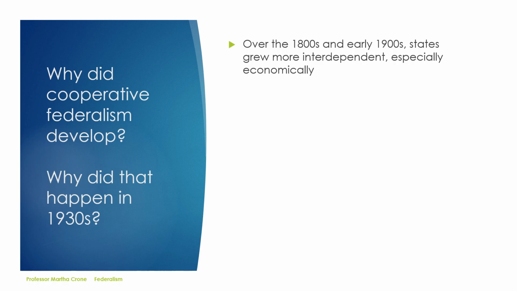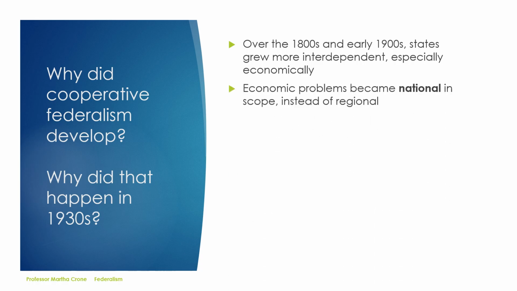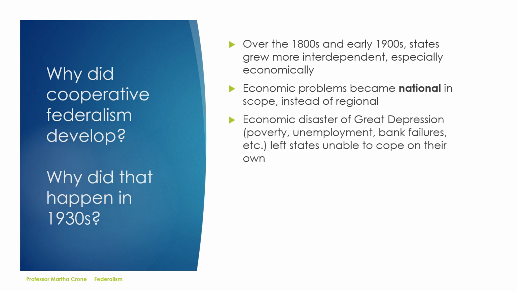As the state economies became more interconnected with each other, economic problems went from just being regional issues to being national problems. And as economic problems became national in scope, it became clear that it wasn't going to be enough for the states to control their own economies quite as tightly as they did. This got its first giant test by the economic disaster of the Great Depression, starting with the stock market failure of 1929 and continuing throughout the decade of the 1930s. That left states unable to cope.